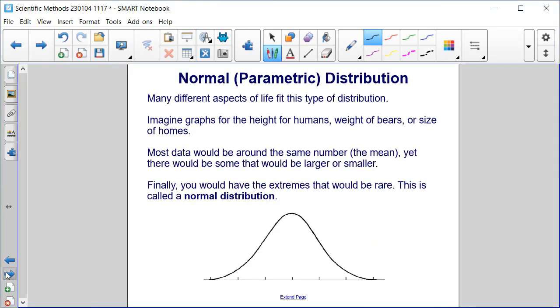Many different aspects of life fit this type of distribution. Imagine graphs for the height of humans, weight of bears, or size of homes. Most data would be around the same number, the mean. Yet there would be some that would be larger or smaller. Finally, you would have the extremes that would be rare. This is called a normal distribution and looks something like this.